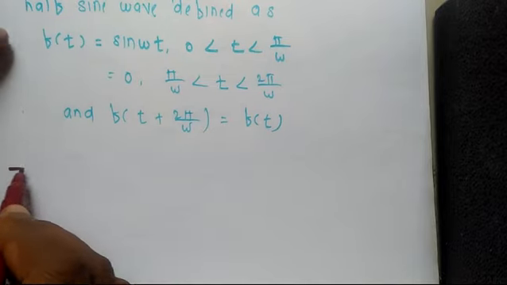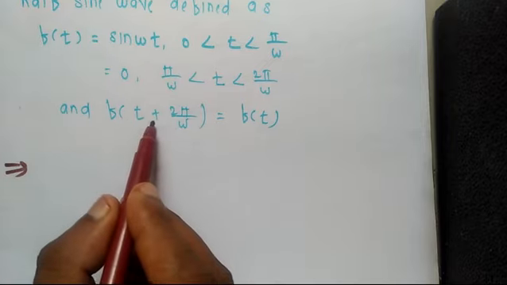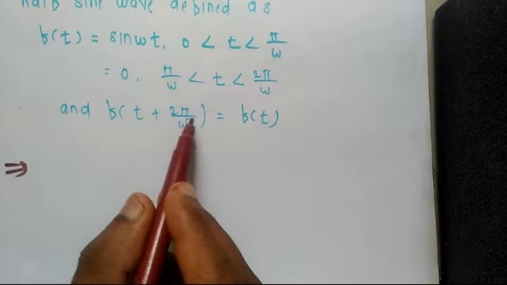So we'll see the solution. How to identify this is a periodic function. See here, f of t plus 2 pi is equal to f of t.